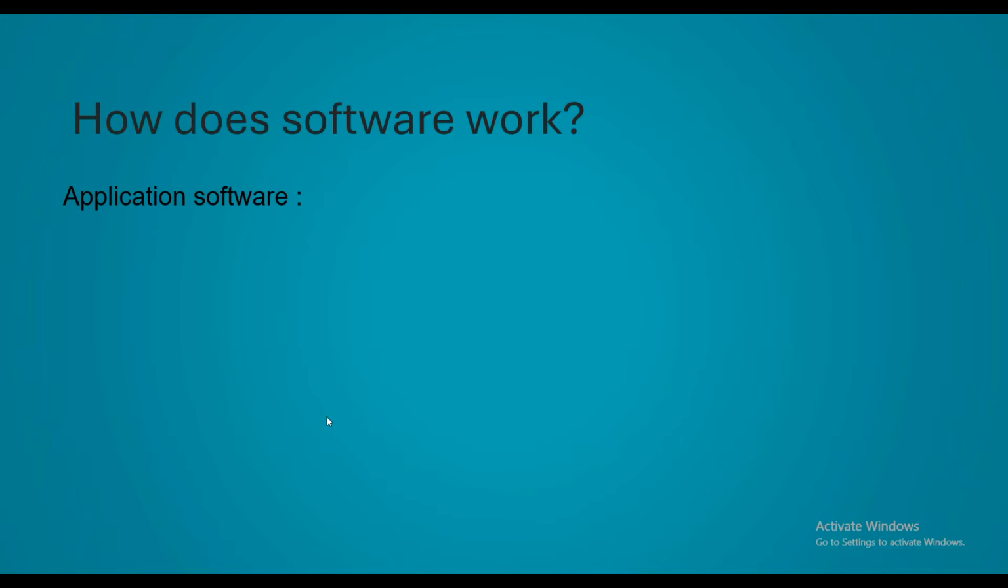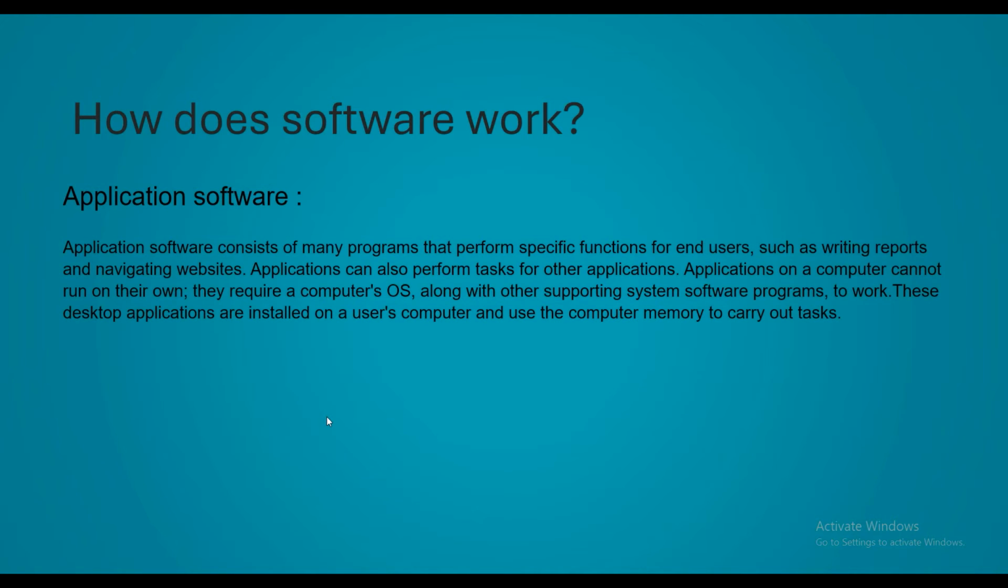So how does application software really work? Application software consists of many programs that perform specific functions for end users, such as writing reports and navigating websites. Applications can also perform tasks for other applications. The applications on a computer cannot run on their own. They require the computer's operating system, along with other supporting system software programs, to work.